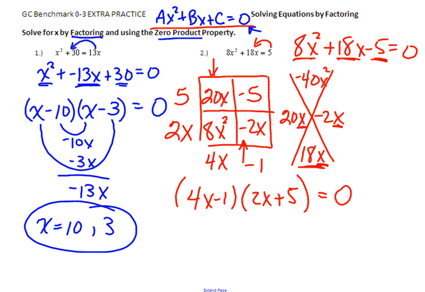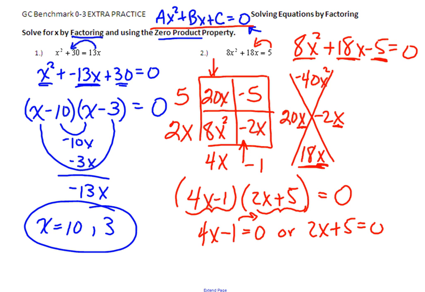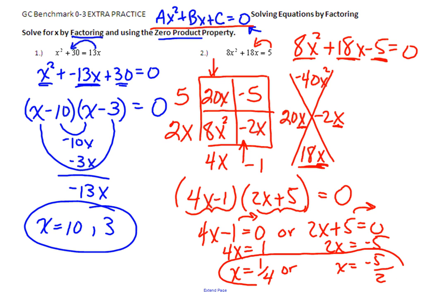Okay. And then now we can go through the process where we say 4x minus 1 must be 0, or that 2x plus 5 has to be 0. One of these quantities, just like before, has to be 0. So you could write out the equation like I just did, and then solve them. So, put the 1 over there and divide by 4. Put the 5 on the other side. Don't forget to make it negative. Divide by 2. Okay? And that's our answer.